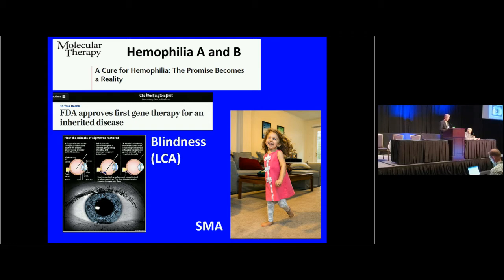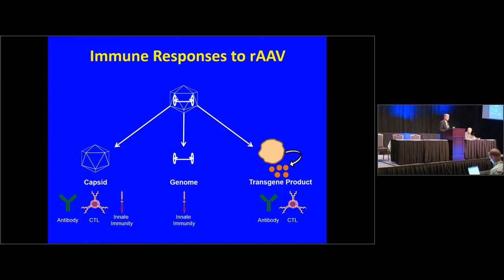You are aware of a cure for blindness with retinal or subretinal injections, and also successful treatment of SMA in infant children. But at the same time, we need to be aware that every time you perform gene transfer in vivo, and in particular if you're using a virus, the immune system will recognize this essentially as an invading pathogen, because the immune system has evolved to recognize pathogens.